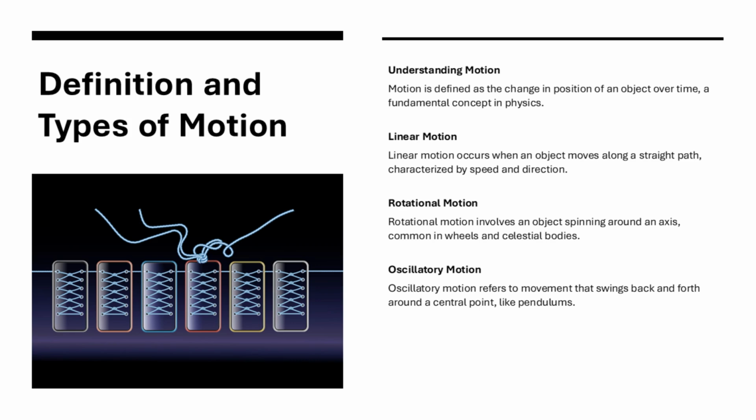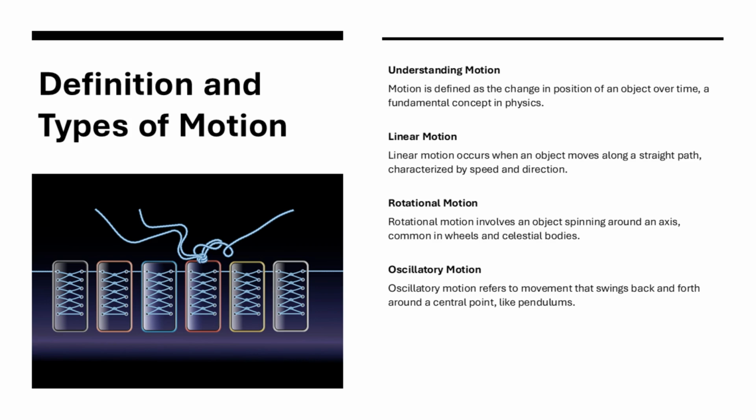Motion is defined as the change of position of an object with respect to time. There are various types of motion, including linear, rotational, and oscillatory motion, each with unique characteristics. Linear motion occurs when an object moves along a straight path. Example, a car moving on a straight road. Rotational motion involves an object spinning around an axis. Example, a wheel. Oscillatory motion refers to movement that swings back and forth around a central point.